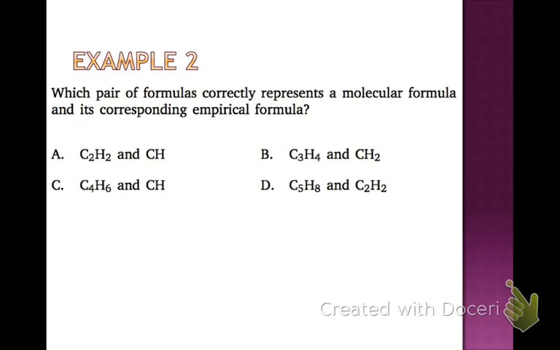So for example 2, which pair of formulas correctly represents a molecular formula and its corresponding empirical formula? The molecular formula will just be the ones that have the actual numbers. The empirical will be the reduced down numbers, and it should be reduced down for each one of them. So go ahead and take a second, pause me, and figure out if, when you reduce down each of the first ones, they will equal the second response.